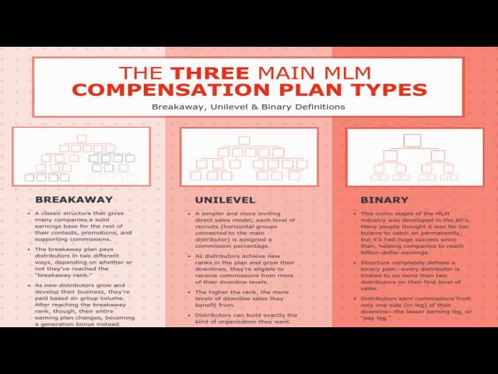The very first one is the breakaway plan. One of the things you notice about this plan is that you have the person at the top, and then directly underneath them, they have 5 members on that first line, right? And then each of those people can have the same thing. The breakaway was like a classic structure. It's been around for a long time. With the breakaway system, you earn income based on your breakaway rank.